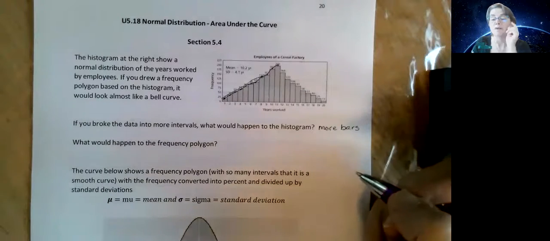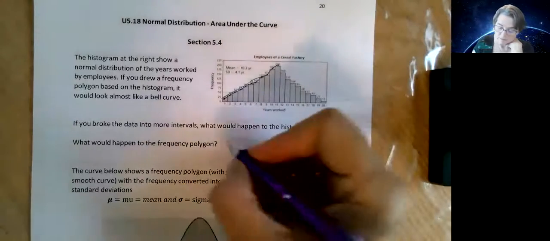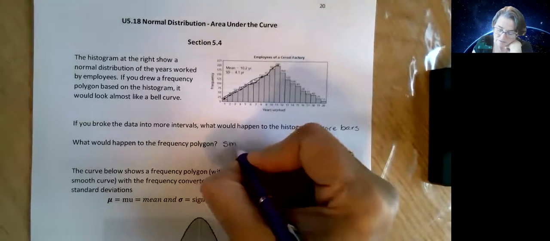And what would happen to our polygon? Well, if you're connecting more dots and the dots are closer together, what would happen to the frequency polygon? It would become smoother.